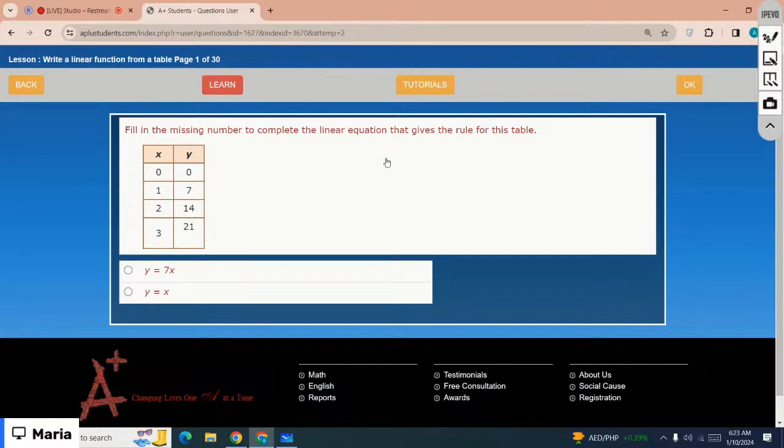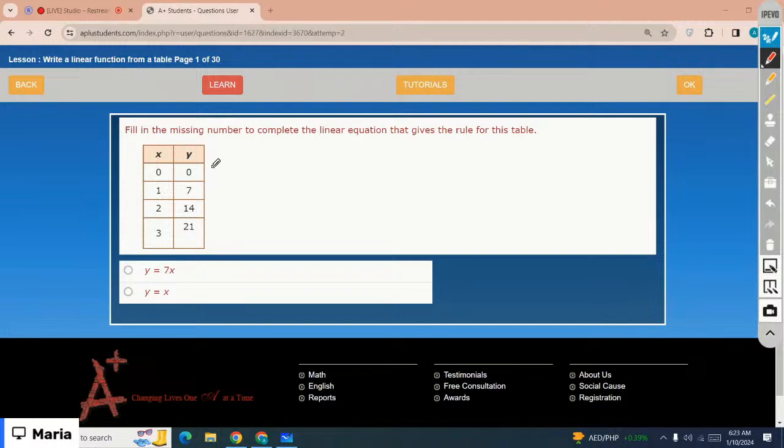Okay, you fill in the missing values to complete the linear equation that gives the rule of this table, right? So we have to find two things. The first one is the slope and the second one is the y-intercept, right? So when x is 0, y is 0. That means the y-intercept is 0, right? Okay, the other one is you need to find the slope. Let's see how the values are changing.